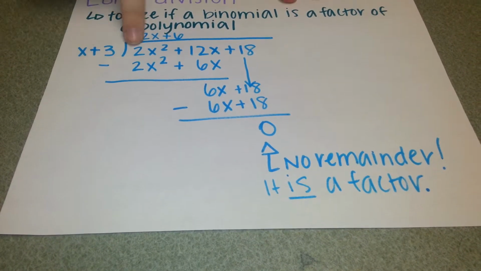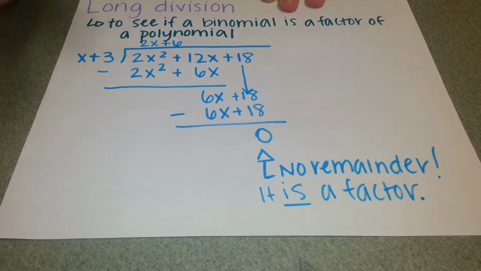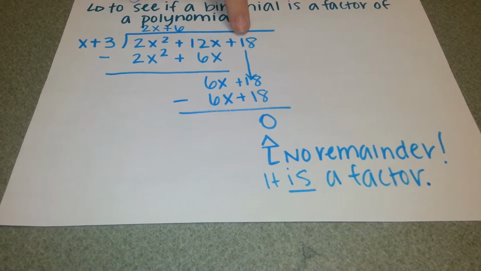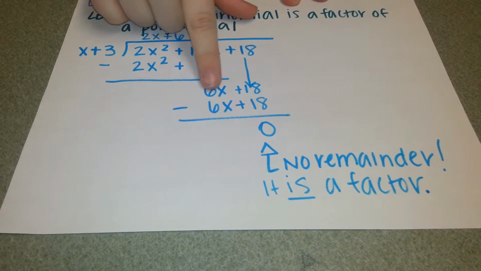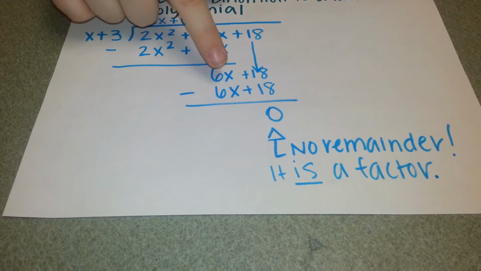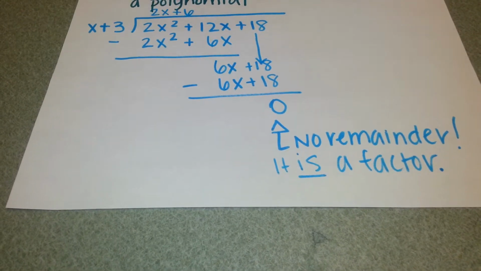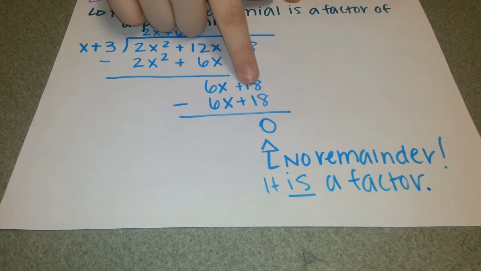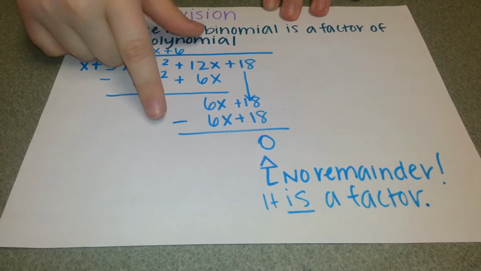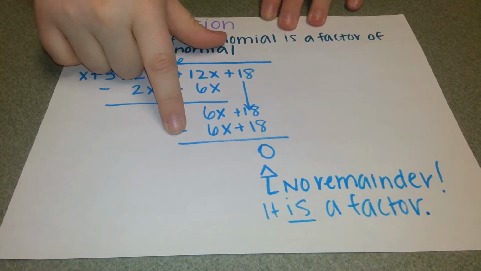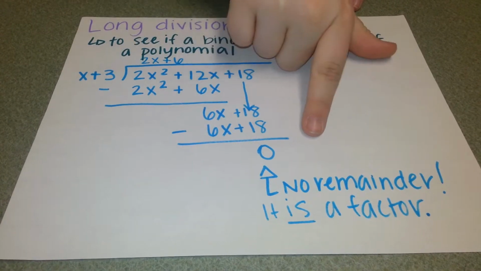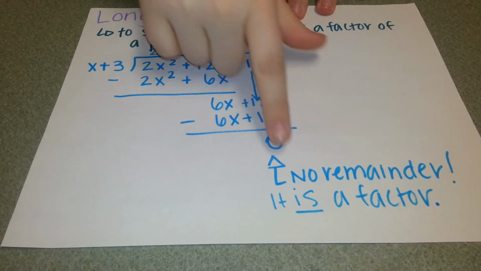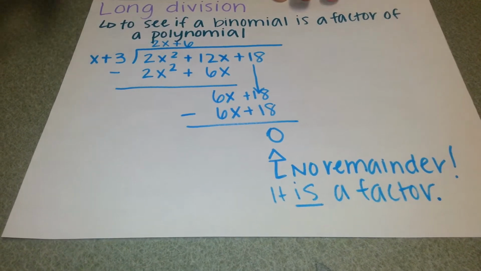And you subtract that from this term, from this binomial. This will equal 0, and this will equal 6x. You move this 18 down, and you see if x will go into 6x. How many times? It goes in 6 times. And then you take this 6 and multiply it by 3, and you get the 18. And when you subtract this, you get 0. And 0 means no remainder, and it means that this binomial is a factor of this polynomial.